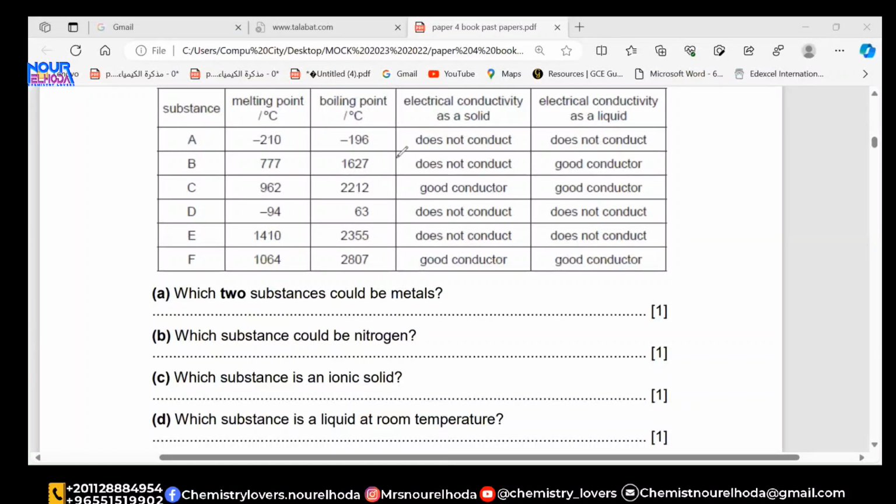Why? Because B has high melting and boiling point. That's true, correct. And at the same time it doesn't conduct electricity when solid, and it conducts when liquid. Correct. So it's B. Next, which substance is going to be a liquid at room temperature? What do you think?